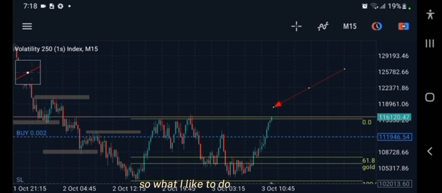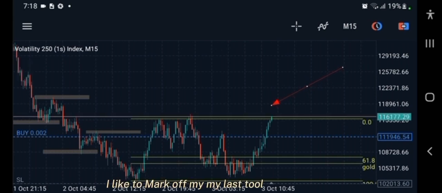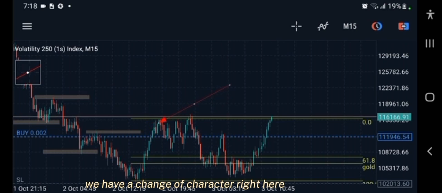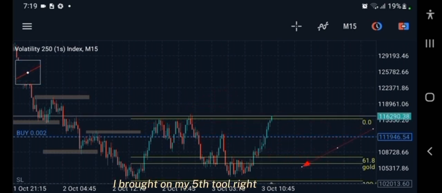Alright, so what I like to do, I like to mark off my last two higher lows going down. The low, I call it the base. Here, as you can see, we have a change of character right here, and price pulled back. I brought out my fib tool. Right, as you can see, I'm looking for my golden zone.